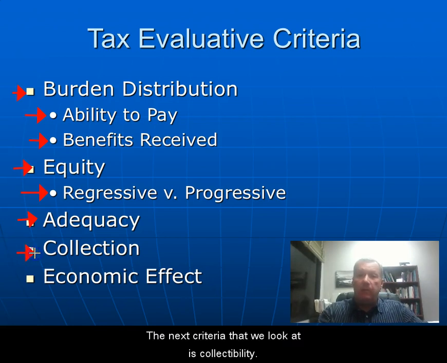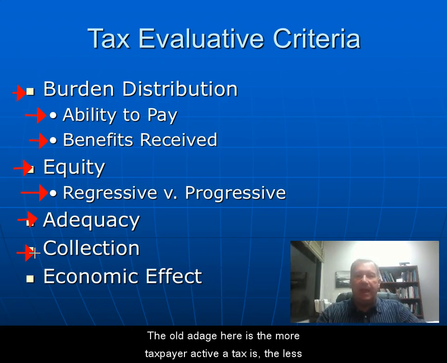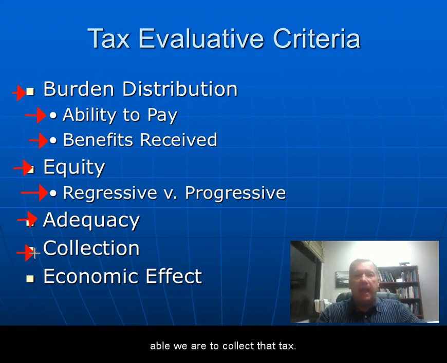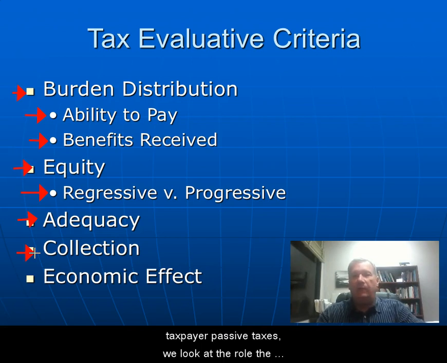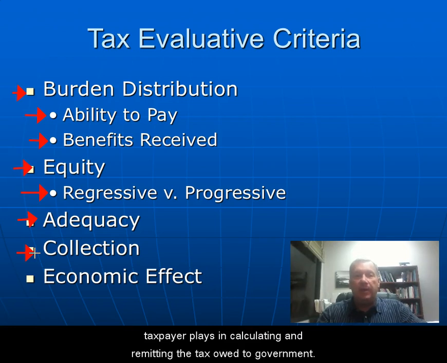The next criteria that we look at is collectability. Some taxes are inherently easier to collect than others. The old adage here is that the more taxpayer active a tax, the less able we are to collect that tax. Now, in terms of taxpayer active versus taxpayer passive taxes, we look at the role that the taxpayer plays in actually calculating and remitting the tax owed to government.